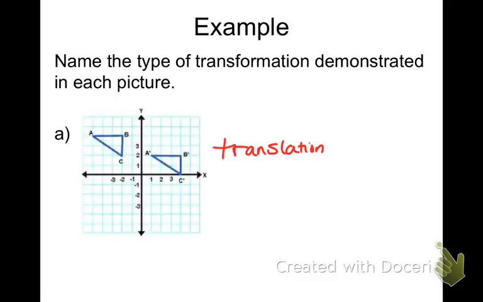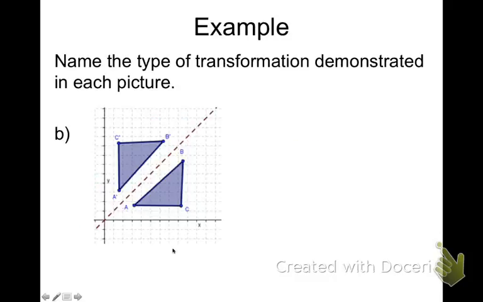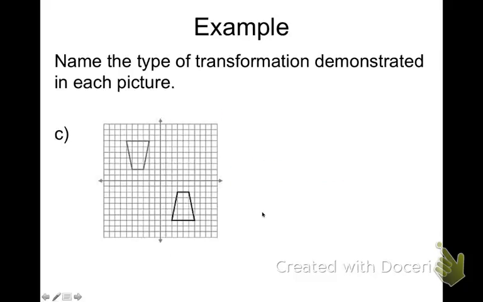Well, A would be the same thing, right? 1, 2, 3, 4, 5, 6, down 1, 2. C would be the same thing too. All right, second one, what do we have going on? That would be a reflection, correct? Reflection. And then the last one is an example of a rotation. Good.